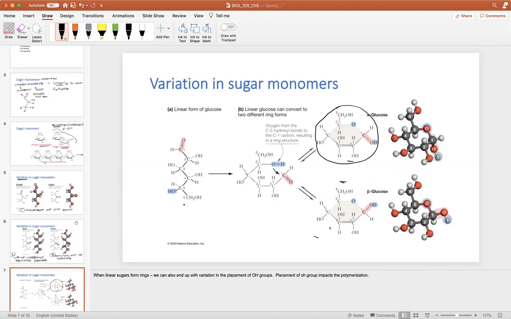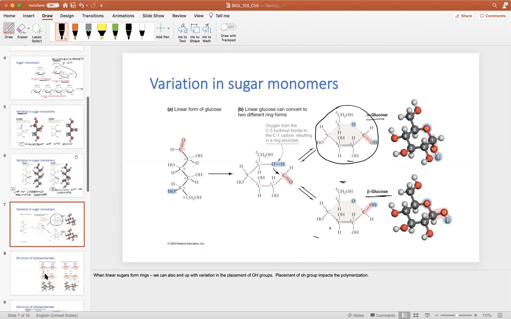Now, one thing I wanted to point out for you here is when this thing collapses in on itself, we have another situation with a thumbs down or a thumbs up for our OH group. And I told you that the positioning of that OH thumb matters for how your body is going to be able to treat these molecules. So if the thumb is down, we call that alpha glucose, and if the thumb is up, we call it beta glucose. I'm not going to ask you to remember alpha from beta glucose, but I do want you to remember that the position of that hydroxyl group does become important.